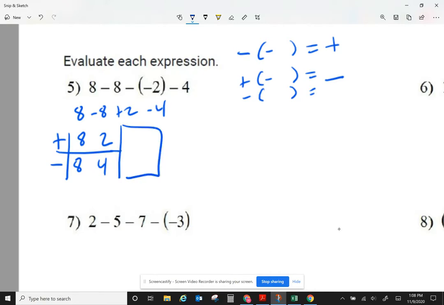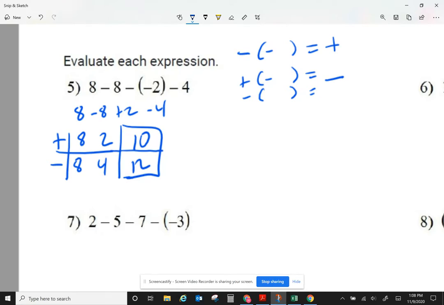Now, imagine this is a scoreboard. For the positives, let me add all the positives. 8 plus 2. I'm just focused on the positive numbers. 8 plus 2 gives me 10. The negatives, let me add the negatives. 8 plus 4 gives me 12. So first, I added those numbers that had the same sign. I added the positives, and then I added the negatives.